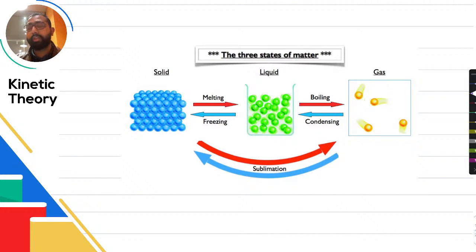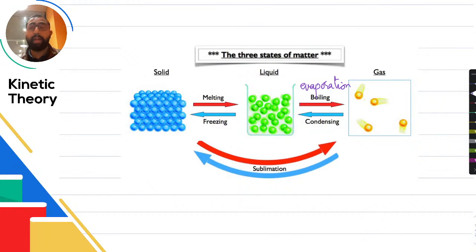When solid goes to liquid, that's melting. When it goes back, it's freezing. When liquid goes to gas, that's boiling. But there's another one we know, that is evaporation. Similarly, gas going back is condensation. And then solid directly changing to gas is sublimation.